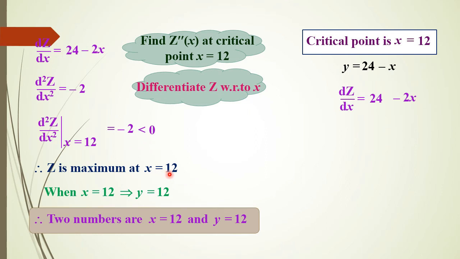So x equal to 12 is the first number. Then which one is the second number? y equal to 24 minus x, we have written it. So after substituting the value of x, y equal to 24 minus x, which is 12. So 24 minus 12 will be how much? It is 12. So the first number is 12, the second number is again 12 only.